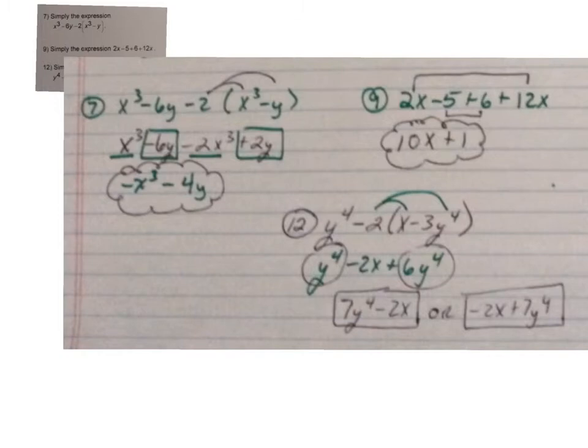On number 9, I simply combine 2x and 12x, which is 10x, and then -5 and positive 6 is a result of positive 1. So I'll put those together, and there's my answer.